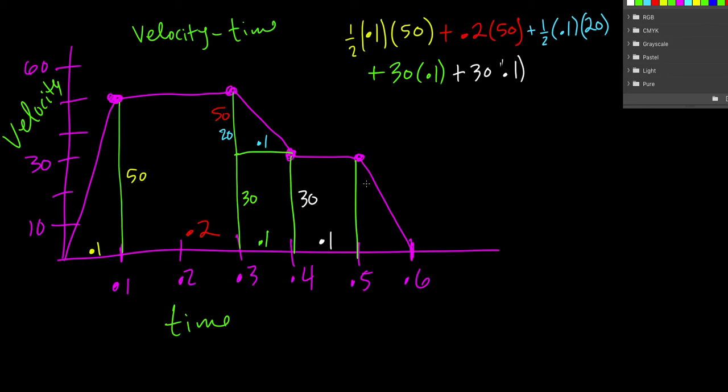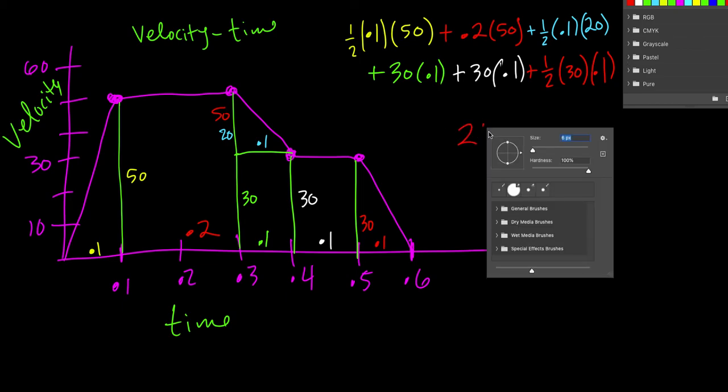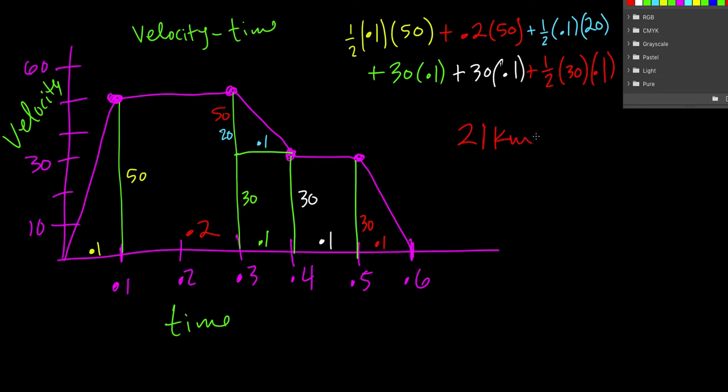And then we have this triangle, which, what color should I use? Let's use red again. So that's going to be 30 by 0.1, but it's a triangle, so it's 1/2 times 30 times 0.1. All right, so basically we plug this all into a calculator, hit enter, and we're going to end up with 21 kilometers. Okay, I forgot to tell you this is given in kilometers per hour, and that's how we know the final units are kilometers.